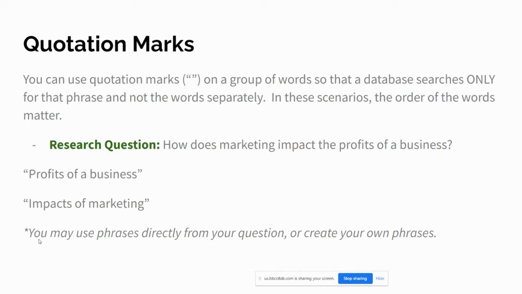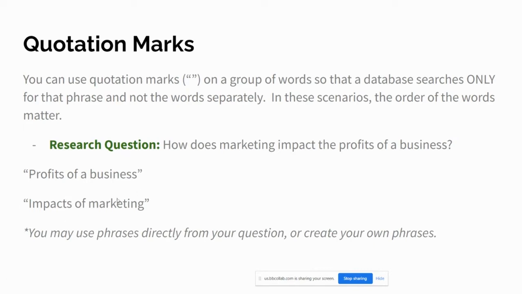We have our sample research question: how does marketing impact the profits of a business? Some quotation marks that we can use on some of the phrases in that question are around "profits of a business" and "impacts of marketing." If you take those terms and do a search with the quotation marks, it's going to display search results that have that phrase in it. It's not going to break up the words into chunks and bring up pieces of information related to those words. It's going to search for that entire phrase without breaking the words apart.